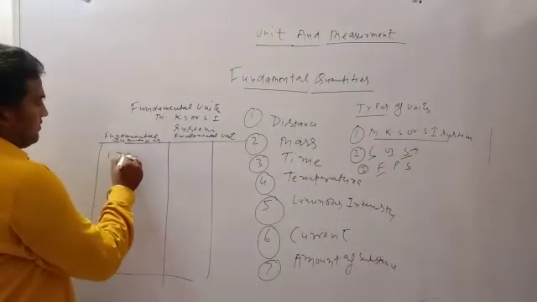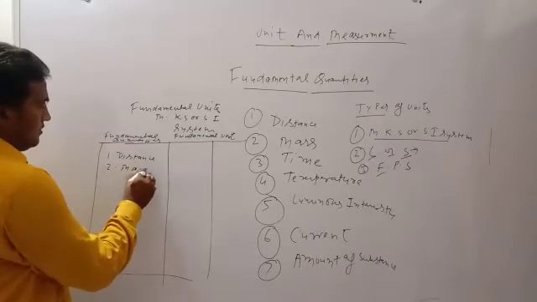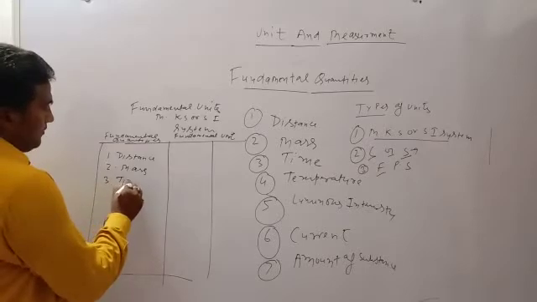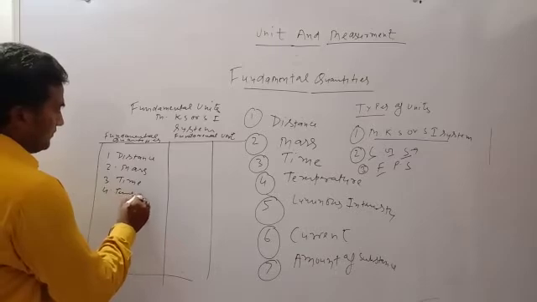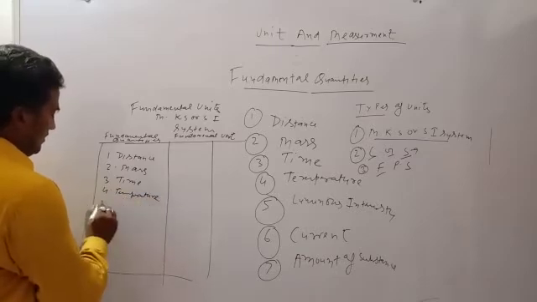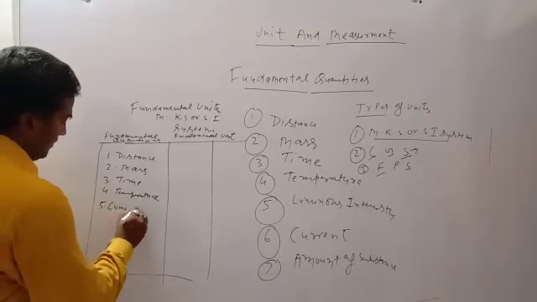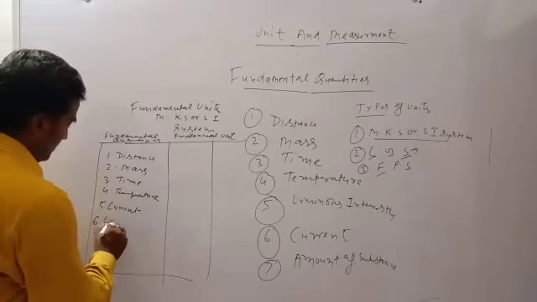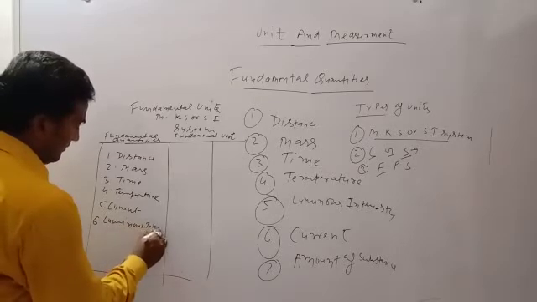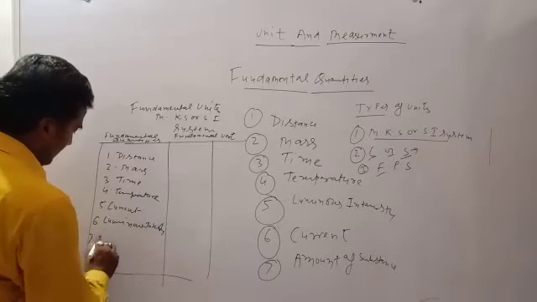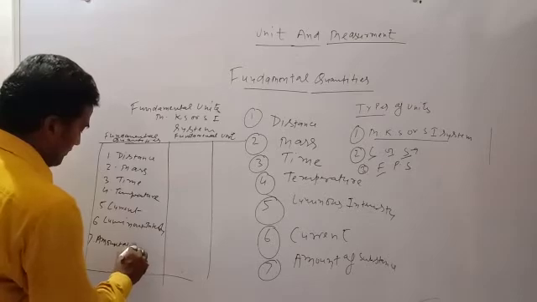For example, first distance, second mass, third time, fourth temperature, fifth current, sixth luminous intensity, and seventh amount of substance.